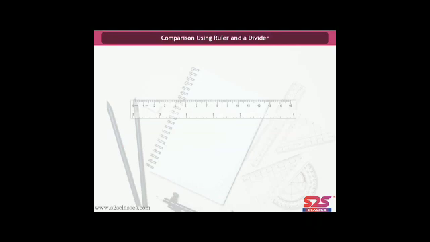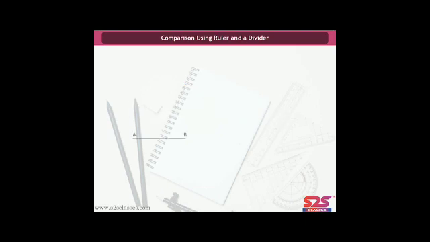Comparison using ruler and a divider. First, let us know about a ruler and a divider. A ruler is divided into 15 parts, each of which has length 1 centimeter. Each centimeter is divided into 10 subparts, each of which is of length 1 millimeter.